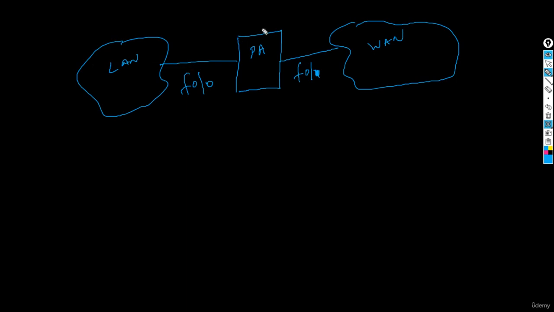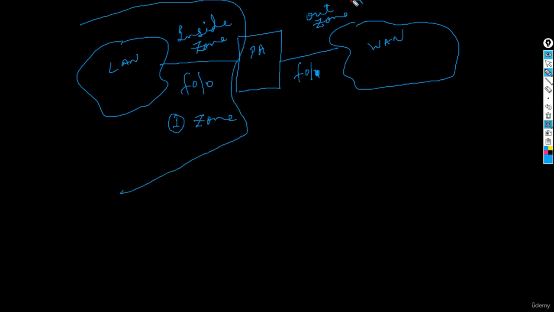And what we will do here, when we configure, we need to first define the zone. Okay, so we need to create the zone. In the firewall we will create this inside zone. We will write here inside zone, and then we will write here outside zone. First we need to create the zone. This is the LAN area, whatever I have, that is the inside, and whatever is the WAN area, that is the outside zone.